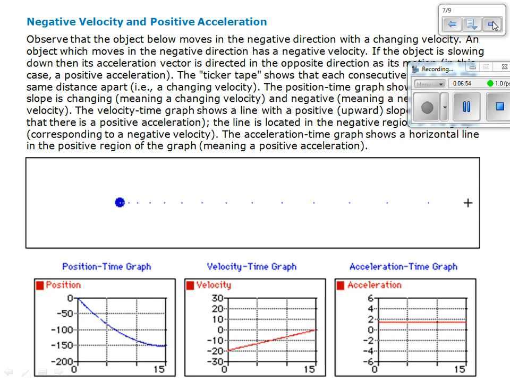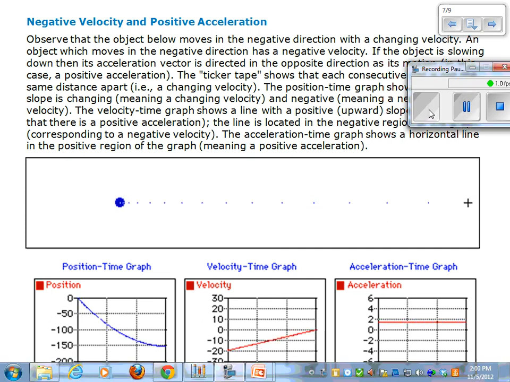Notice what the curved position time graph looks like. Right? It's going negatively, so it's down in a negative slope area, but it's flattening out because it's slowing down. And that means that the velocity is approaching 0. Approaching 0 means slowing down. And the acceleration, because this is a positive slope, acceleration is positive.